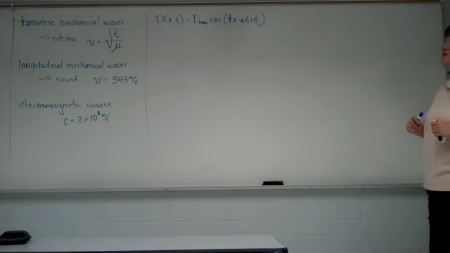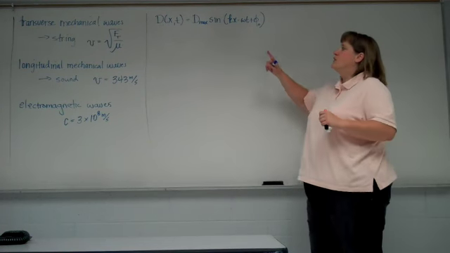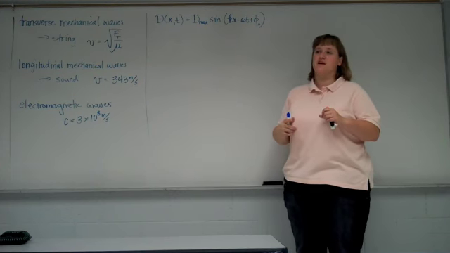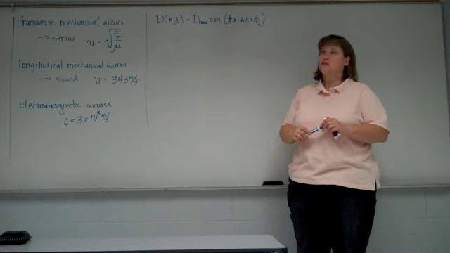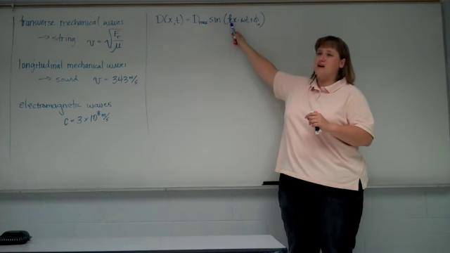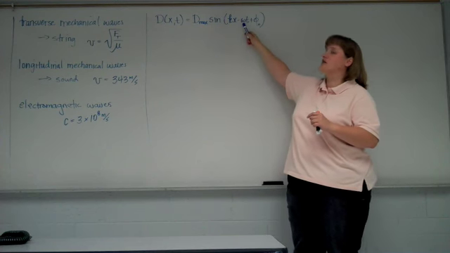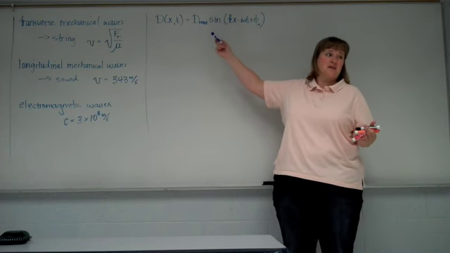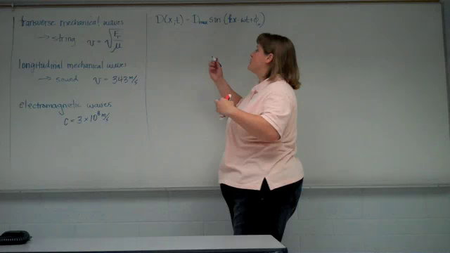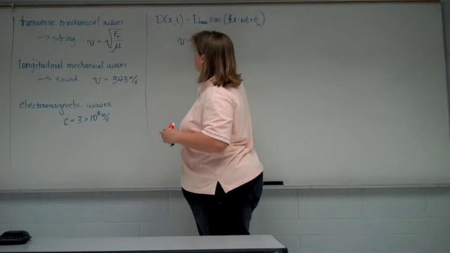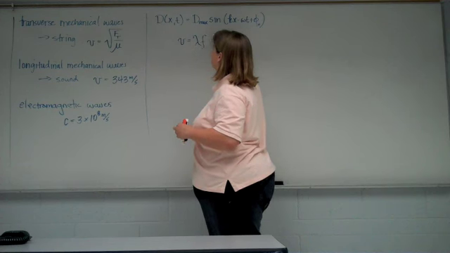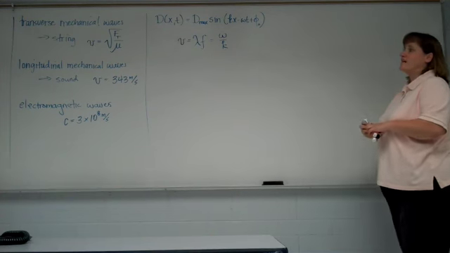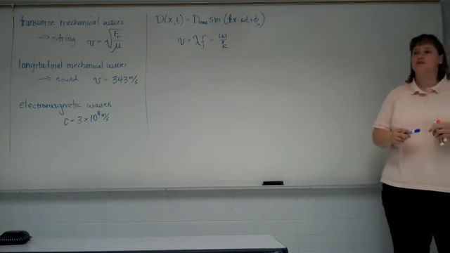If you are given an equation with all the numbers except for x and t in there, you should be able to find the speed of that particular wave. You should be able to pull out the k value, the wave number value, and the omega value. And if we know omega and k, we can find the speed. So the speed of the wave is also equal to wavelength times frequency, or omega over k. So if you know omega and k, you can certainly determine what the speed of the wave is.